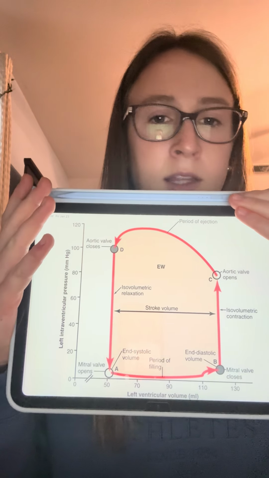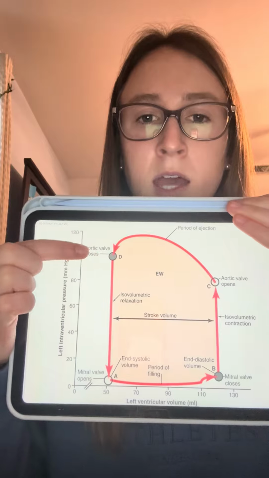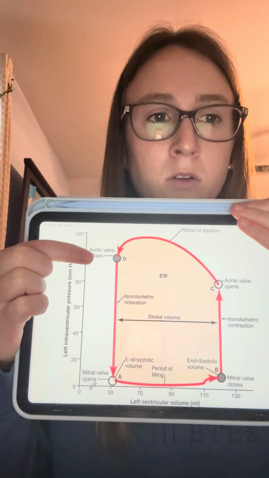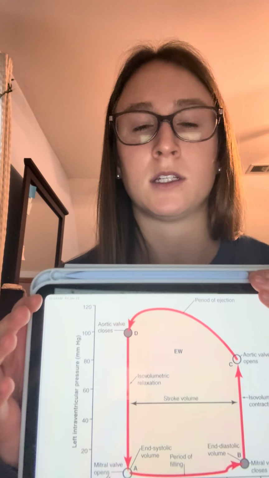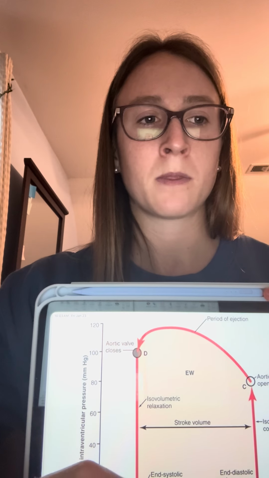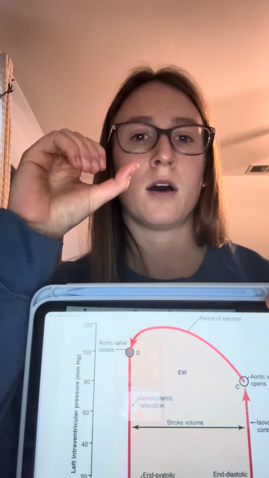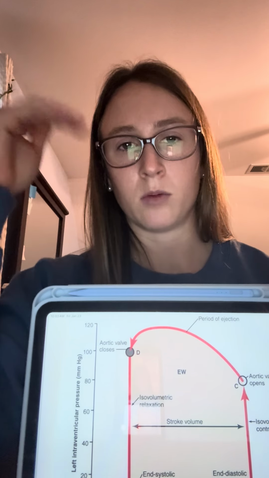So at the end of this phase, the aortic valve will close, and we get our leftmost point, which is our end systolic volume. So that's the volume left in the left ventricle after contraction. So then our fourth phase is isovolumetric relaxation. So during this, the ventricle will relax, both valves are closed, and the pressure will drop.